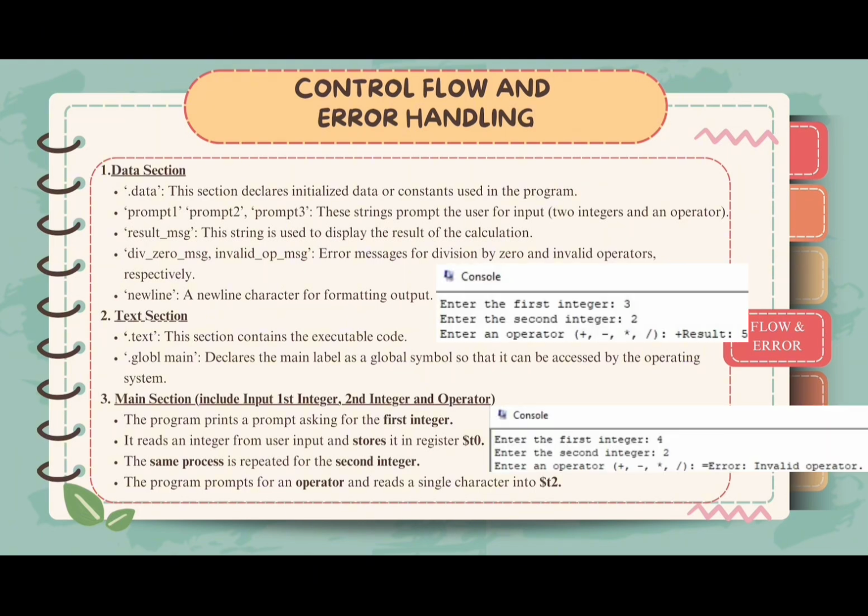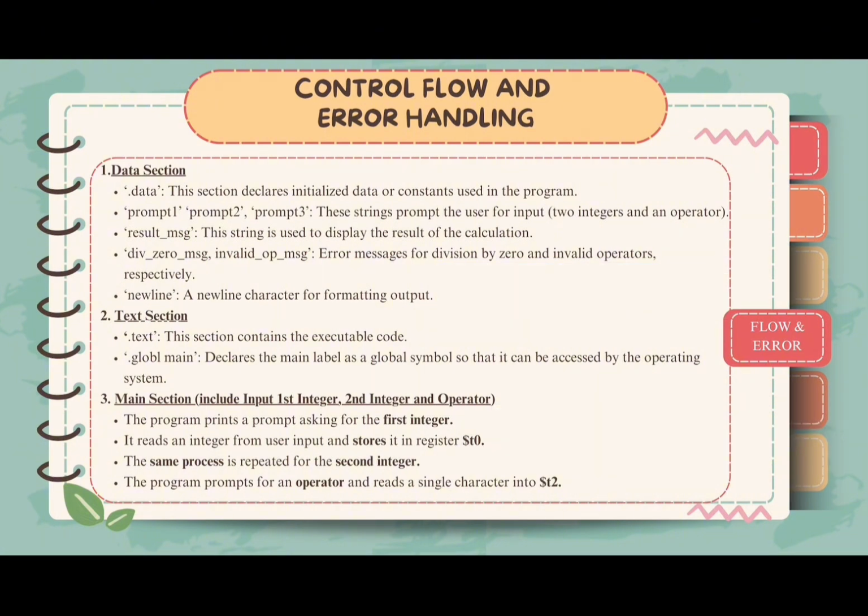Okay, next, text section, where we use two directives only, .text and .globl main. Next, main section, which includes input of the first integer, second integer, and operator. The program prints a prompt asking for the first integer. It reads an integer from user input and stores it in register $t0. The same process is repeated for the second integer. The program prompts for an operator and reads a single character into $t2.